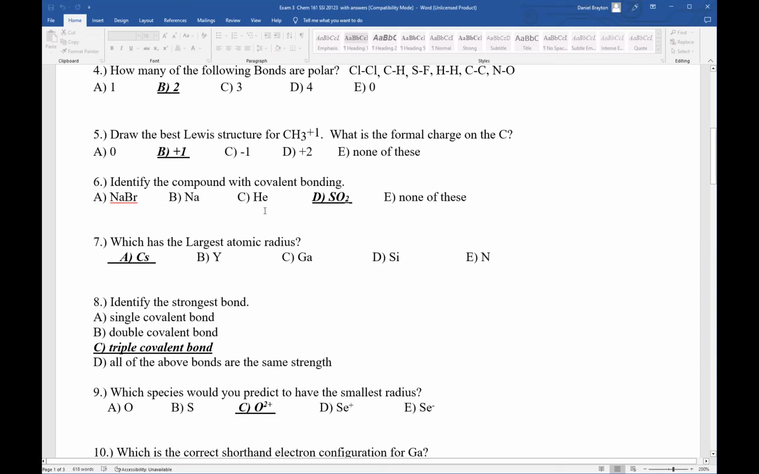Identify the compound with covalent bonding. So another, some of these were pretty easy. Again, this is sort of OChem, first week of OChem type stuff, right? You'll notice you didn't need a calculator for this test.